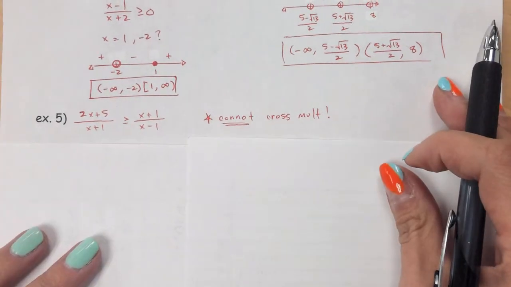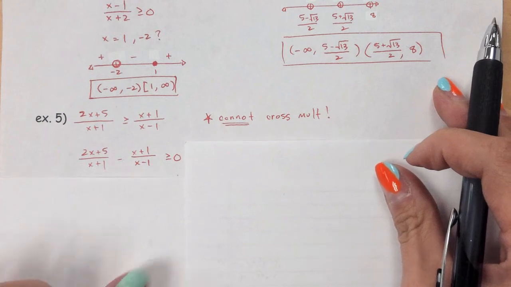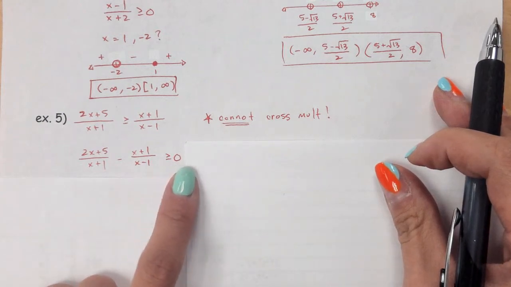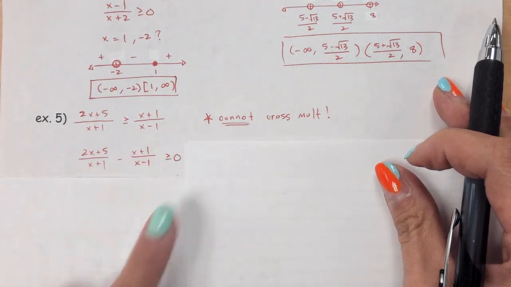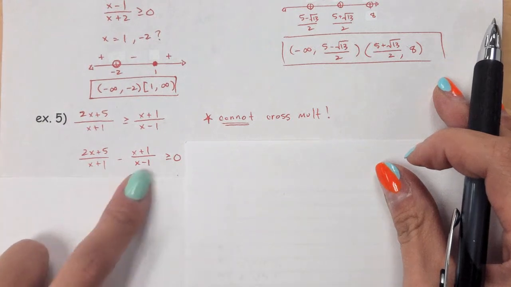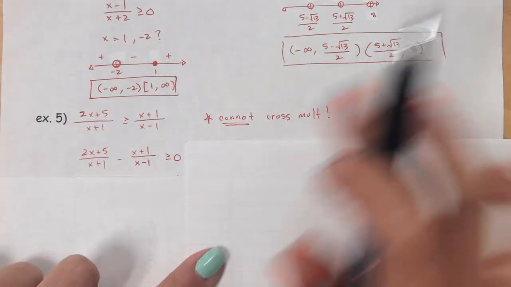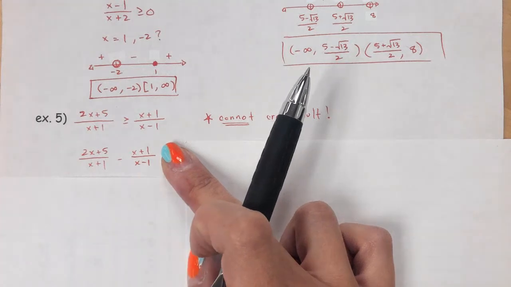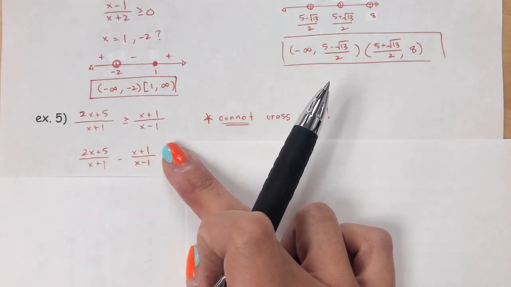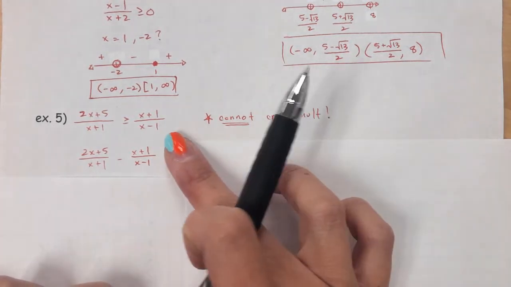Subtract. You can subtract in either way. I'm going to subtract over to the left. I have my greater or equal to 0 now over on the right side. And then you got to deal with these denominators. So you just treat this like an equal sign until you solve for x's, basically, and then we use the number line.